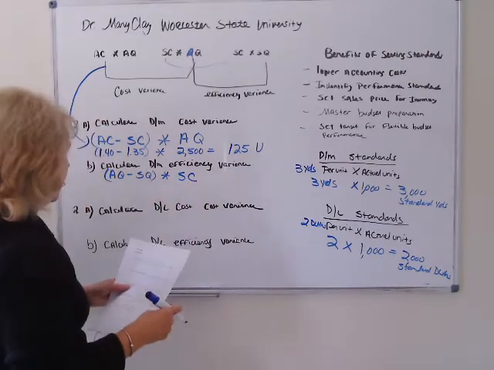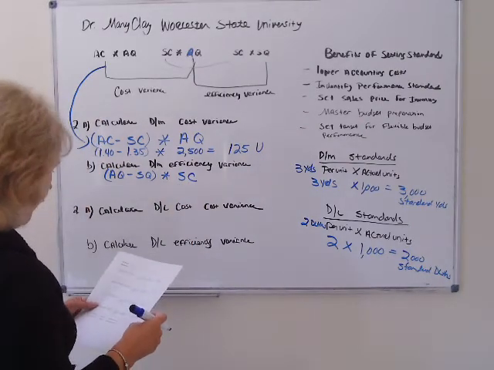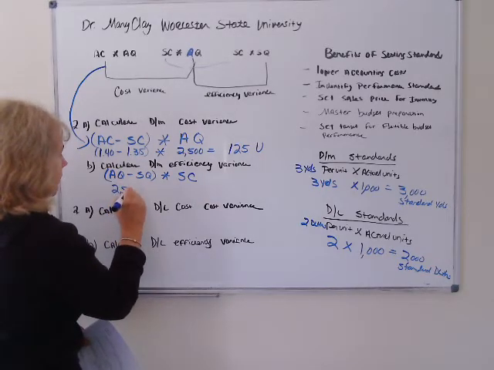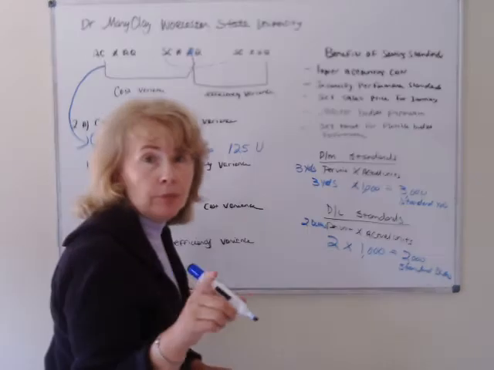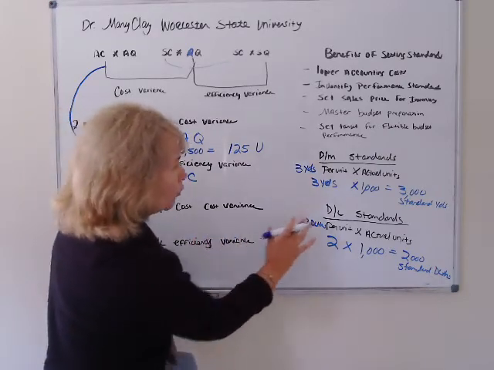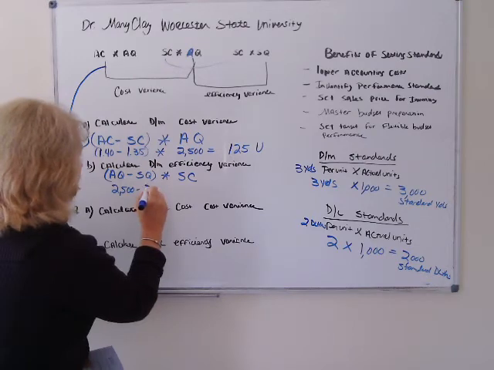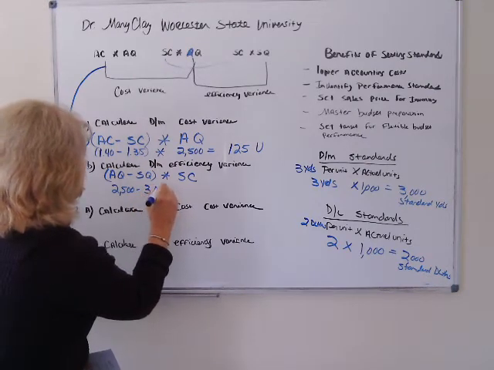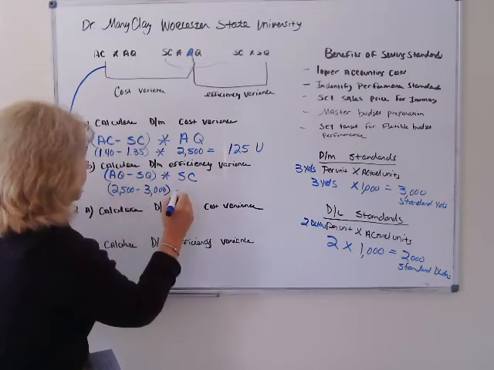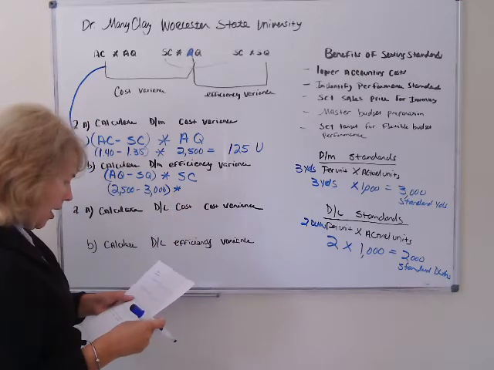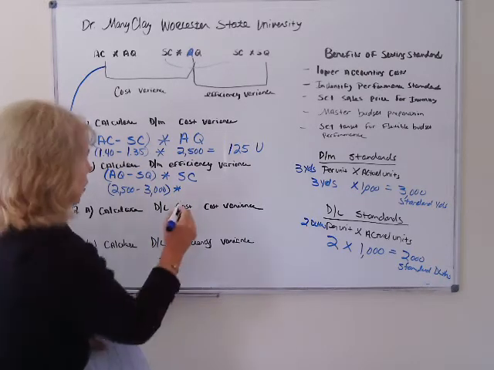I input my numbers. The actual quantity was 2,500 yards. It said that right in the problem. The standard quantity we figured out, we figured that over here, 3,000. Okay, I have my parentheses times the standard cost. The standard cost is $1.35.